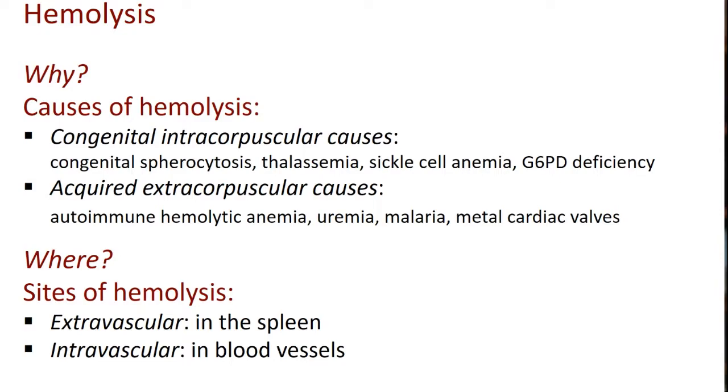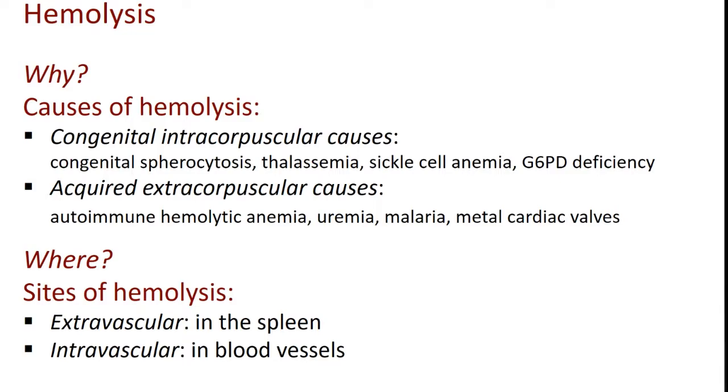You have a congenital problem. Or you're born with normal red blood cells, but you acquired a problem outside, like autoimmune hemolytic anemia, uremia, malaria, metal cardiac valves. All these are extracorpuscular acquired causes of hemolysis. And the second question you need to ask yourself: where? The most common site of hemolysis is in the spleen. But sometimes you can have the hemolysis taking place inside your blood vessels, which we call intravascular hemolysis.